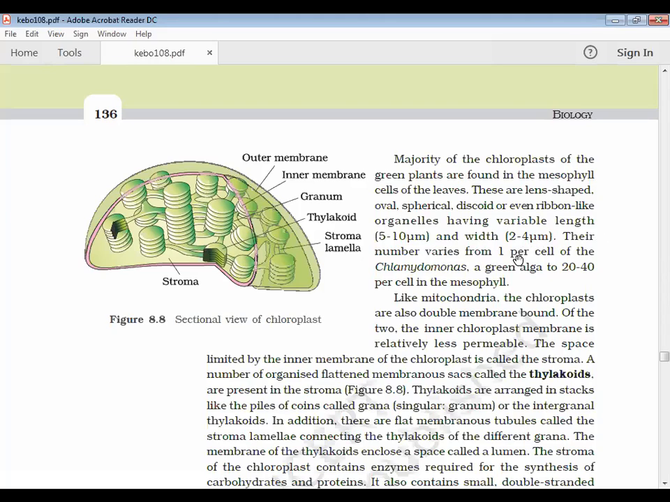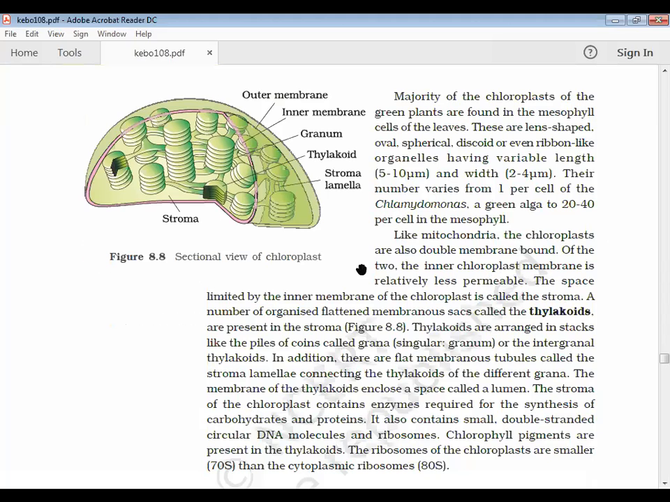Their number varies from 1 per cell in Chlamydomonas, a green alga, to 20 to 40 per cell in the mesophyll. Like mitochondria, the chloroplast is also double membrane bound.